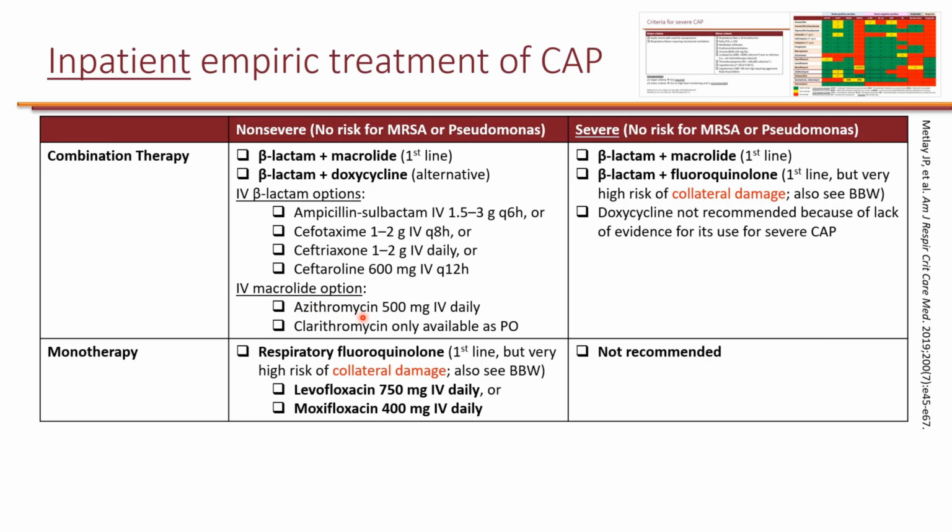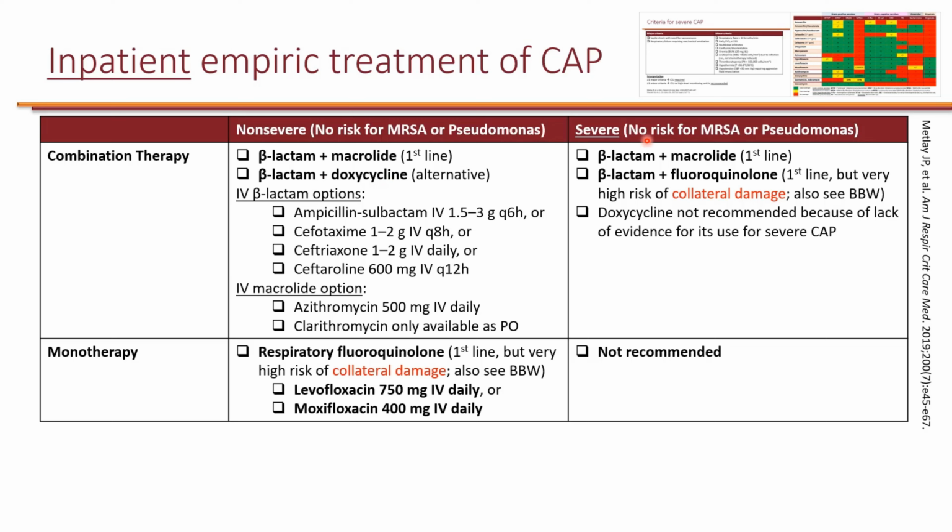And when it comes to macrolides, we have azithromycin, the only macrolide available as IV. Clarithromycin is only available as PO. Now, alternatively, we can also have monotherapy with a fluoroquinolone, and it has to be a respiratory fluoroquinolone, either levofloxacin or moxifloxacin. So this is also considered first line. But again, keep in mind that this is associated with collateral damage and adverse effects. I should also mention that the beta-lactam plus macrolide is first line, but beta-lactam plus doxycycline is considered an alternative because there is less evidence with doxycycline.